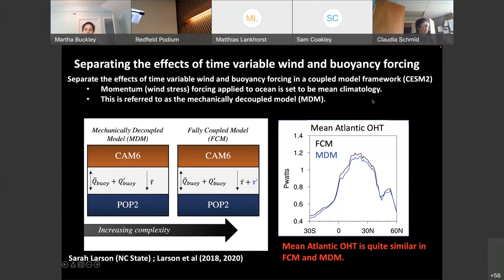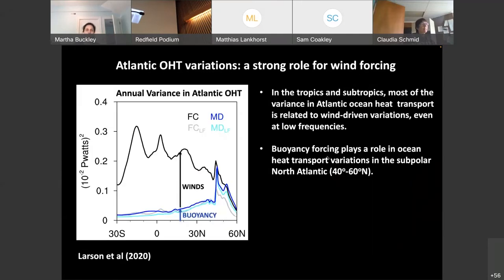Okay, so just because the mean forcing of the ocean circulation is basically the same, the mean climate is quite similar in these two simulations. And here I have shown the mean Atlantic Ocean heat transport in the two cases, the fully coupled in black and the mechanically decoupled in blue, and they're very similar. Okay, now what about the Atlantic Ocean heat transport variations? Well, there's a very strong role for wind forcing in these variations.